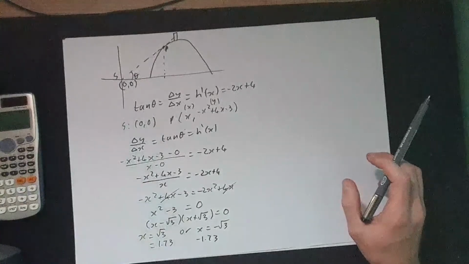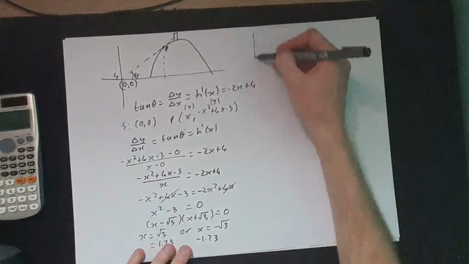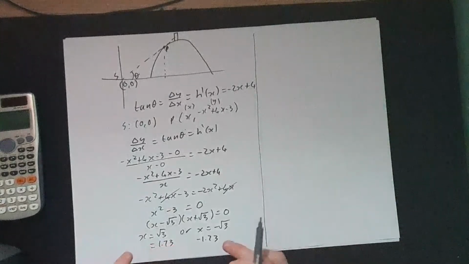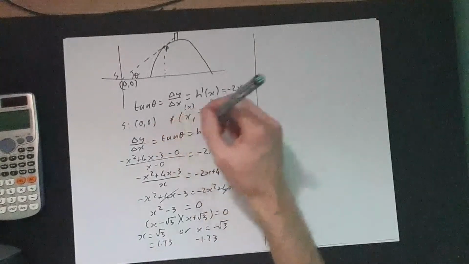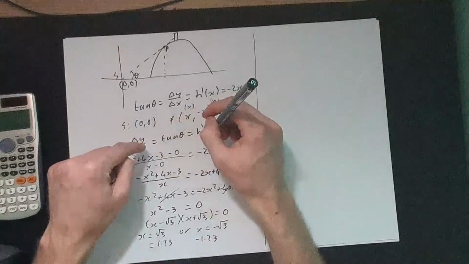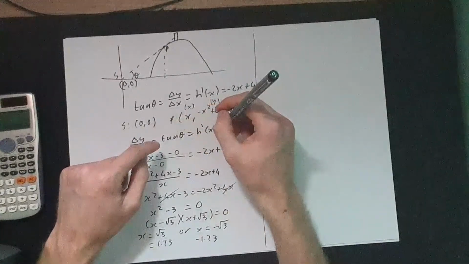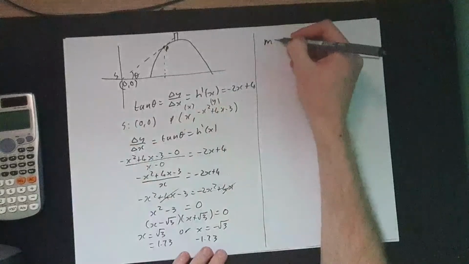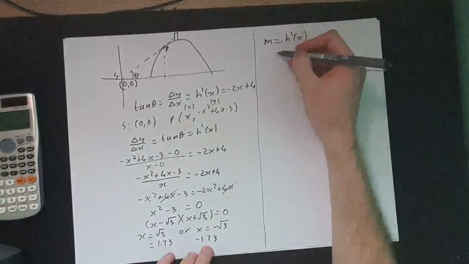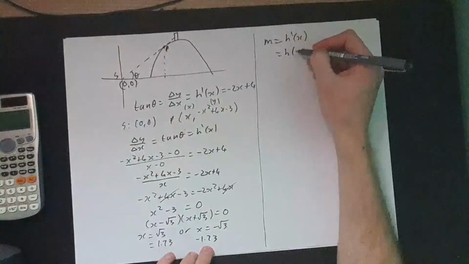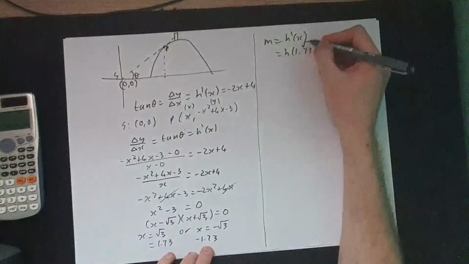So what essentially we have now is the x value, but we need the gradient. We can't just go and substitute in here in order to solve, because at the moment we've just got an x value, but now we need the gradient value. So my gradient m equals h prime of x. Aha, so we've got an x value. So we can go h prime of 1.73, or you can write square root of 3.